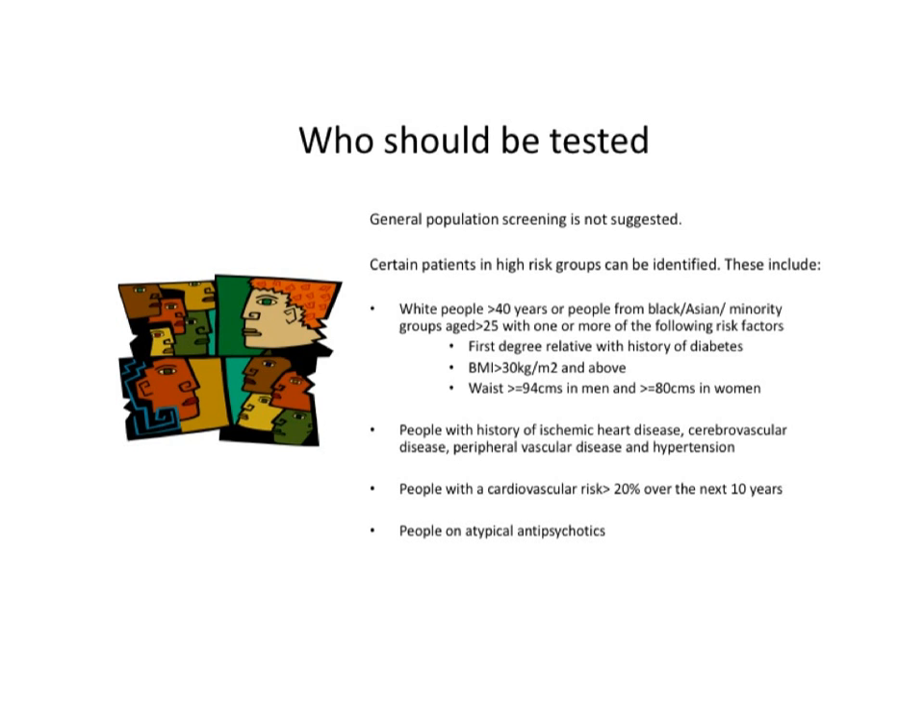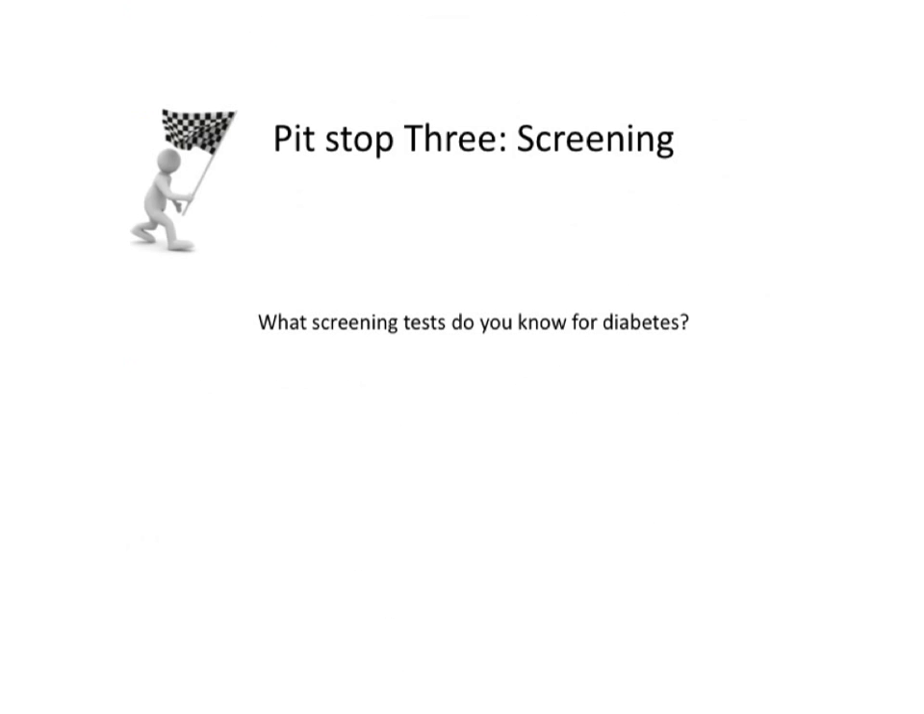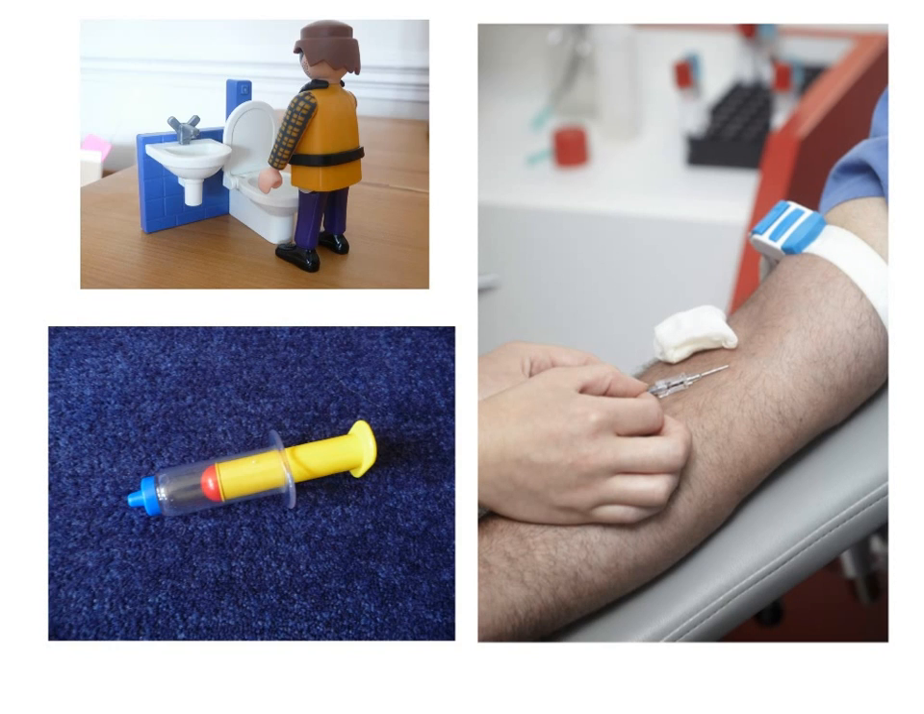At pit stop 3, we'll now look at the screening tests that are used. What screening tests do you know for diabetes? The following are all thought to be used to diagnose diabetes, but not all are: fasting plasma glucose, random plasma glucose, HbA1c, so-called glycosylated hemoglobin, urine dipstick, and the glucose tolerance test.